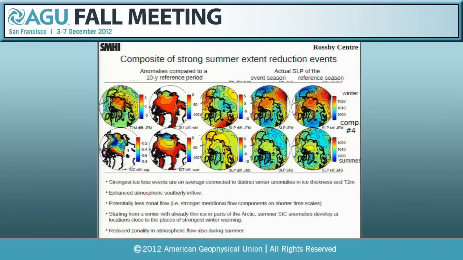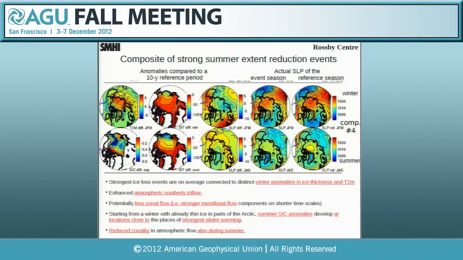Then we also need to look at the actual SLP. So on the left-hand side, we had anomalies compared to the 10-year reference period before. On the right-hand side, we now have actual SLP. Here for the reference period and here for the specific season. And in general, we see that we have a reduced zonality compared to the reference season. So you have a strong high-pressure anomaly, both are high here, which is clearly reduced here. The same is the case in the summer. We have a high-pressure here and a reduced high-pressure there. We also can see that the Iceland low is elongated further north, which could bring some air of southern origin further northwards.